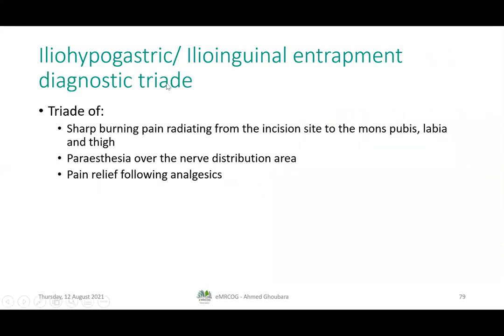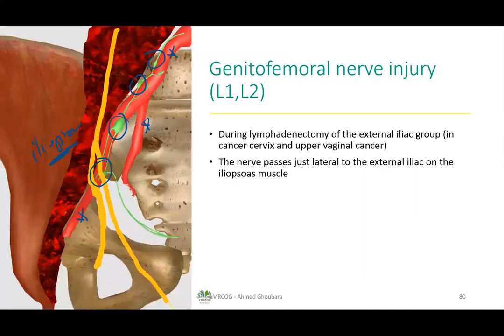So there's a common triad. This is basically part two. The iliohypogastric and ilioinguinal entrapment is a triad of sharp burning pain radiating from the incision site to the mons pubis, labia, and thigh. This is the course of the ilioinguinal and iliohypogastric pathway. There'll be paresthesia over the nerve distribution area as well, and pain relief following analgesics. I told you about the genitofemoral nerve, L1, L2, injury during external iliac lymphadenectomy.